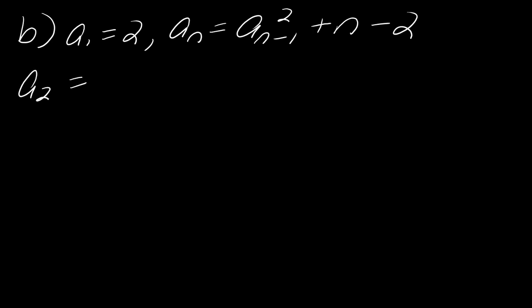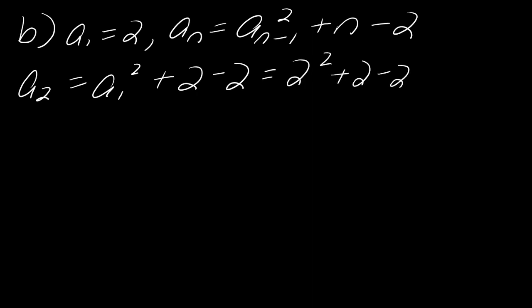Okay, so to get to my a sub 2, I understand this notation now. So here's what needs to happen. I'm on the second term. Think about this notation. This term here is referring to the previous term. So a sub 2 equals a sub 1 squared, previous term squared, plus n. We're on the second term, so that's why I put a 2 in there and then minus 2. So this is 2 squared plus 2 minus 2, which ultimately just equals 4. So there's my a sub 2.